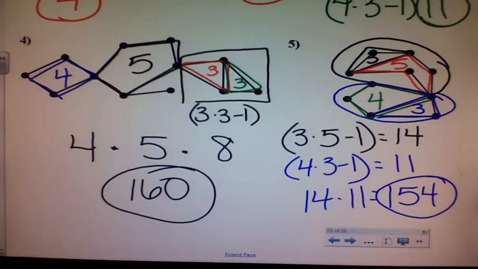And then we've got one more concept to talk about, and guess what? You already know how to do it, because we already talked about it.